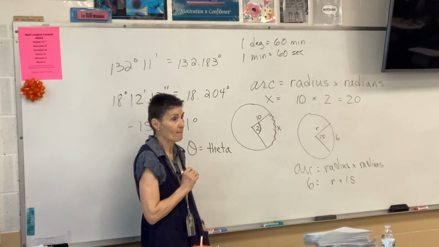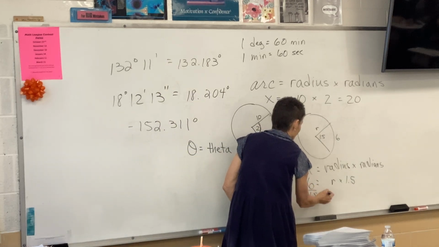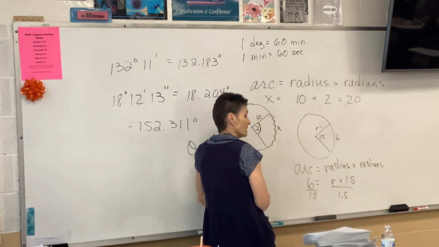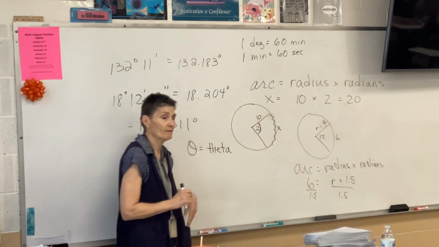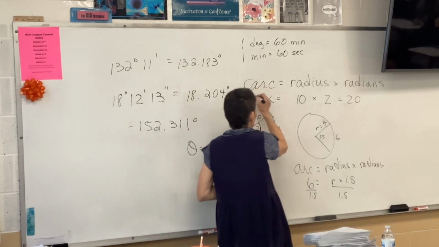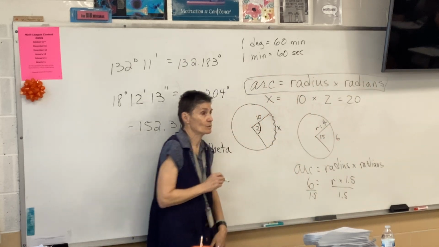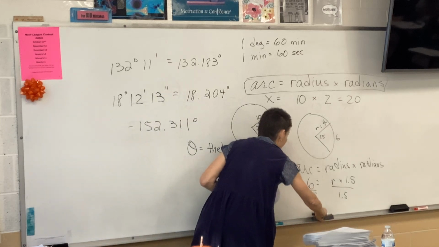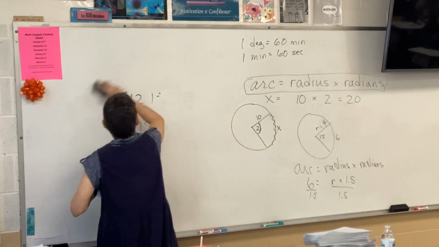How do I solve that? Divide by 1.5. So what's my radius? My radius is 4. 6 divided by 1.5. This little formula is so easy to use. And if you just plug stuff into it, you'll have your answer without any difficulty.